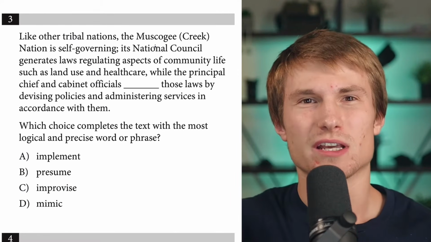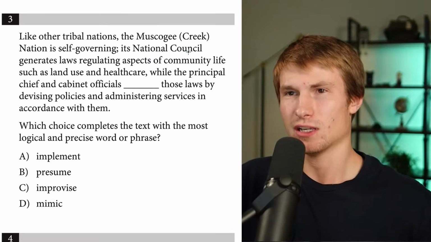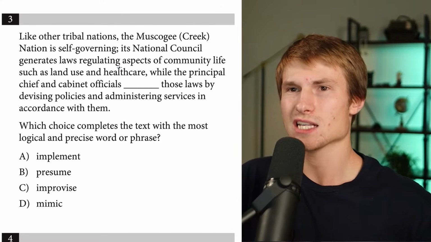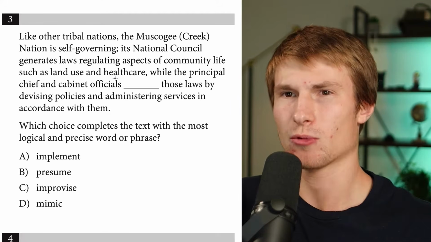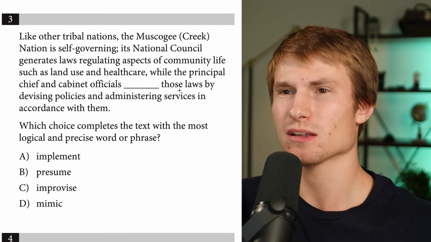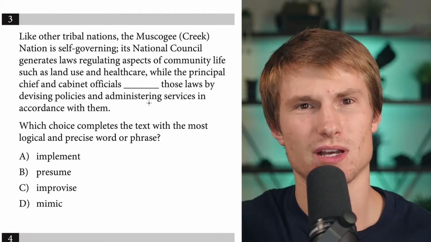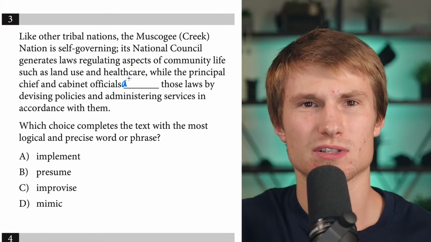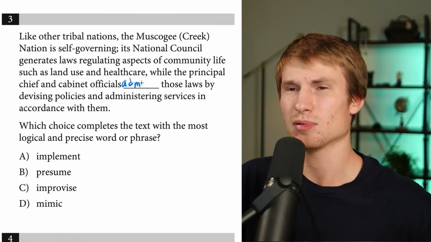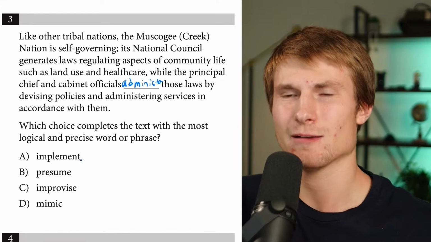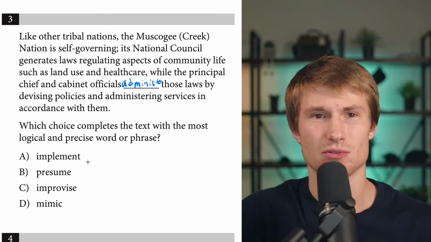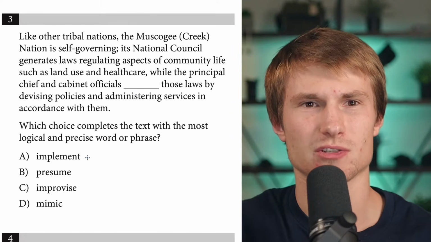Like other tribal nations, the Muskogee Creek Nation is self-governing. Its national council generates laws regulating aspects of community life such as land use and healthcare, while the principal chief and cabinet officials blank those laws by devising policies and administering services in accordance with them. Okay, so I'm pretty much sure this is going to be something along the lines of apply or administers, something along those lines. So we've got option A, implement. Implement's pretty similar to applies or administers, more similar to applies, which honestly I think is a better fit up here. So implements looks good.